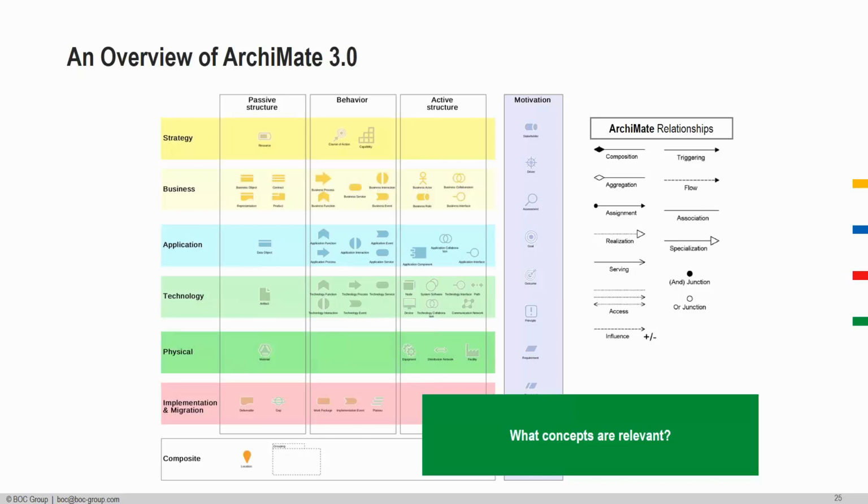But the most important question for all new users who are thinking about adopting the standard is to find out which concepts are actually relevant for you and your architecture initiative. The success of any initiative is going to depend on the adoption of whatever modeling approach you take, and ideally the modelers and the stakeholders using ArchiMate should not be overwhelmed by too many objects and too many relations, especially in the beginning.